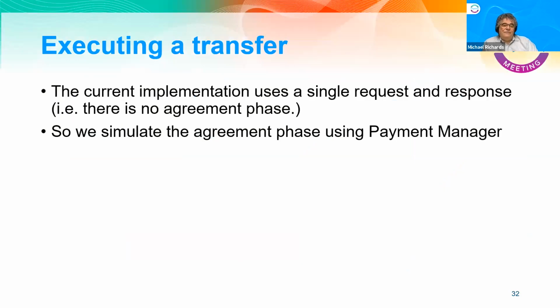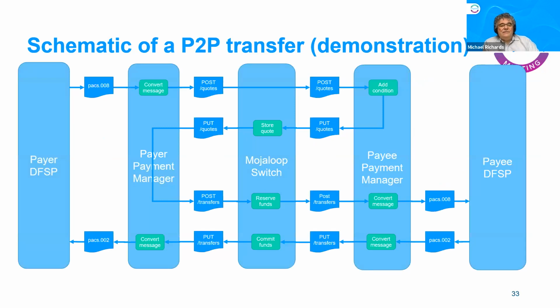So, executing a transfer. As we've said, there's no agreement phase. So the plan at the moment is that we will simulate the agreement phase using the magnificence that is Payment Manager. And I'll talk a little bit now about how that would work. So here's the schematic of a P2P transfer in the demonstration phase. You'll see that there will be a slight difference in how we actually plan to implement this in production.